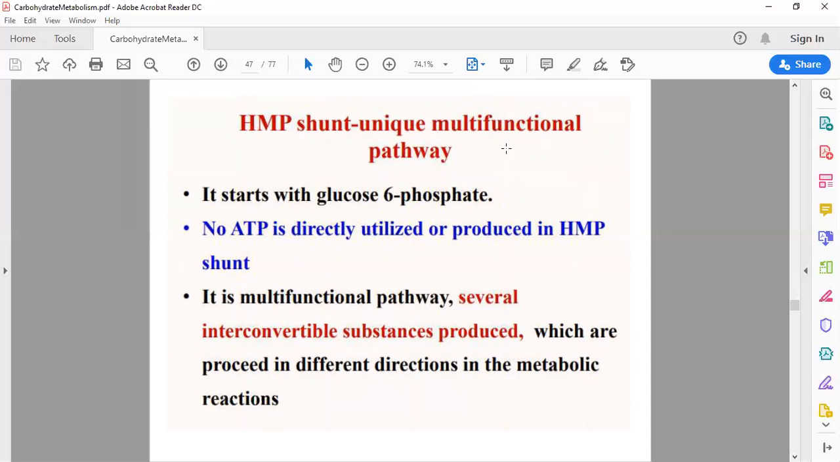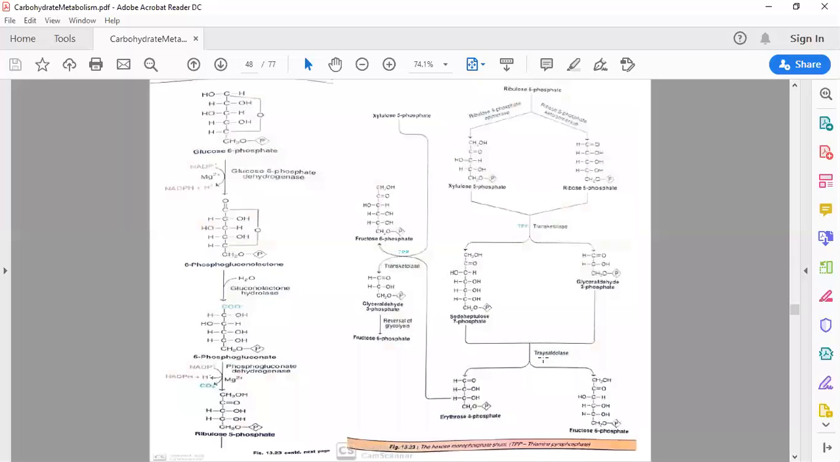Why is it called multifunctional? Because several different interconvertible substances are produced. It is not like only a single molecule is produced and then proceeds through different metabolic reactions.